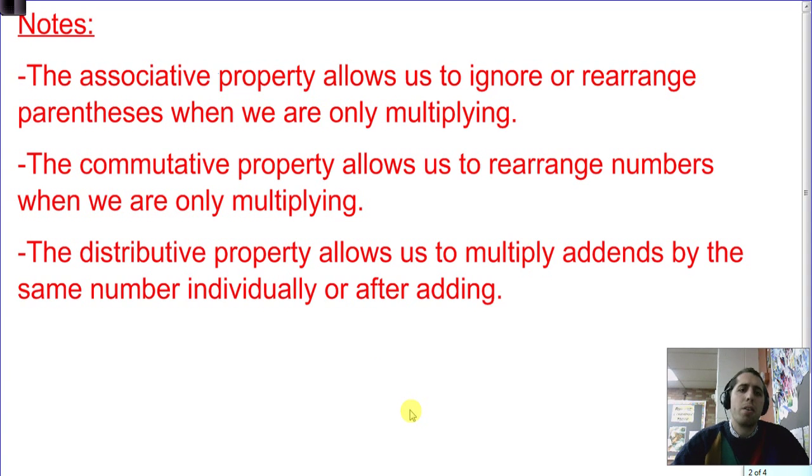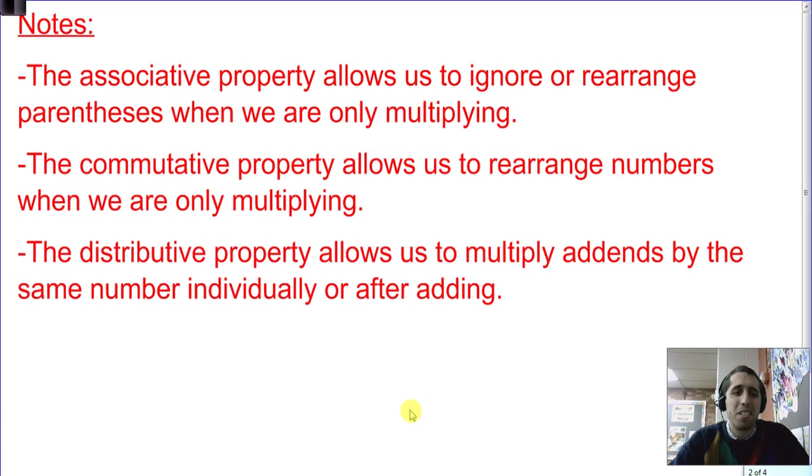The notes you need to know are that the associative property allows us to ignore or rearrange parentheses when we are only multiplying. This is going to be useful because scientific notation includes multiplication pretty naturally. So this tells us that even if things are grouped together, as long as you're only multiplying, we're allowed to kind of ignore the parentheses or change them around if we want.